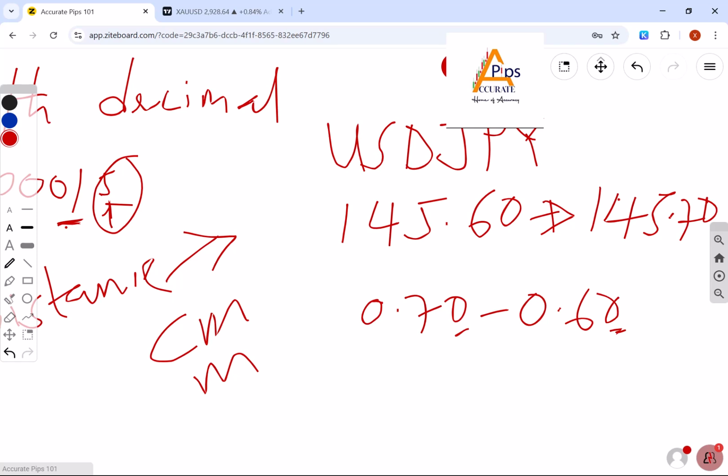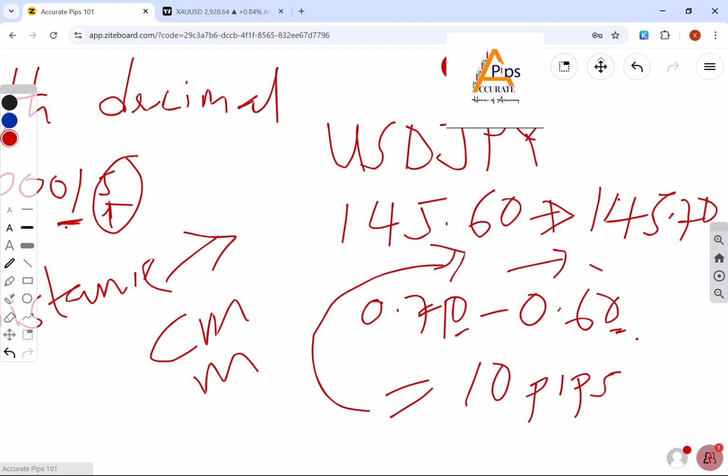But in this scenario, you can notice that the second places are all zero, and from our usual mathematics, you go and borrow one from here and bring it here. You understand? So we borrow 1 from here, bring it here, making it 10. When you deduct 0 from 10, what do you get? You get 10. So the movement is 10 pips. So this is how we measure the movement in the market.